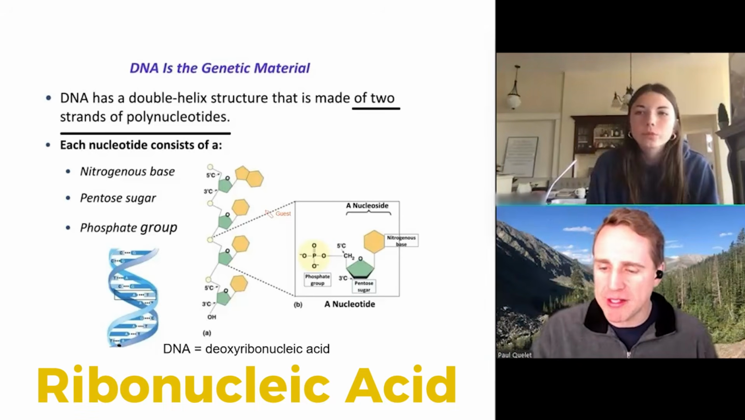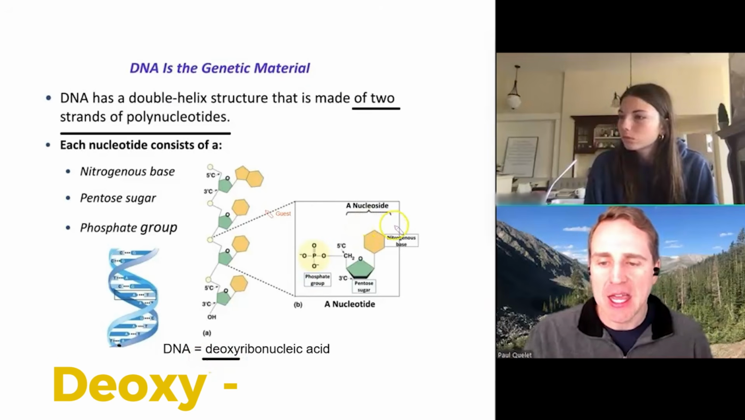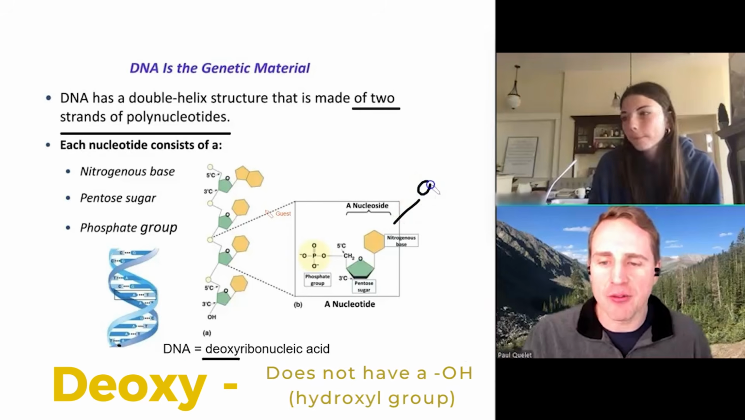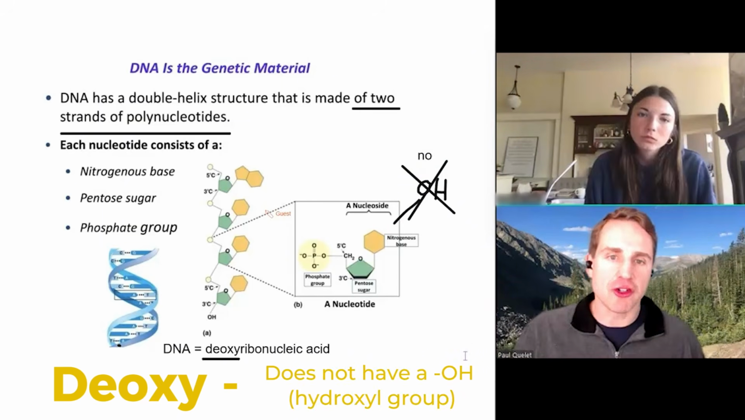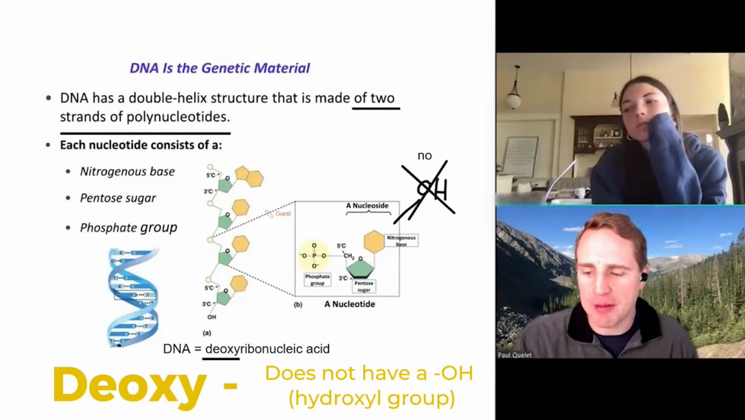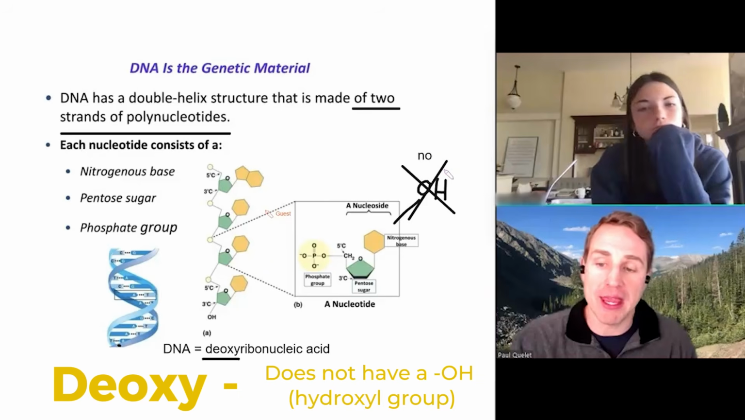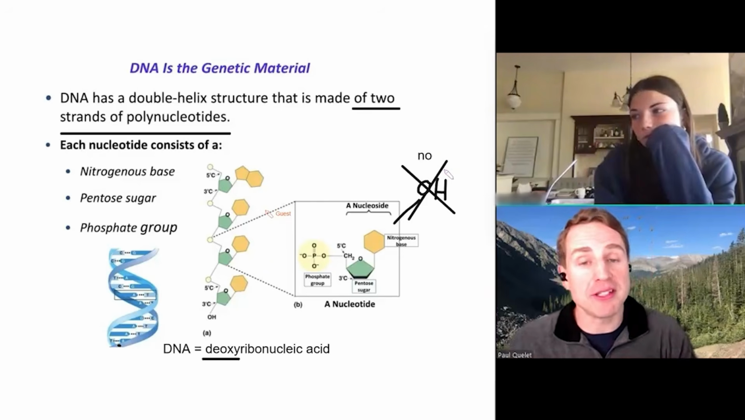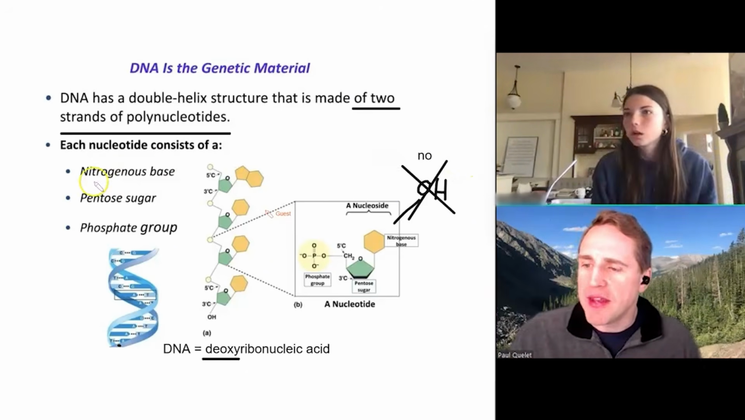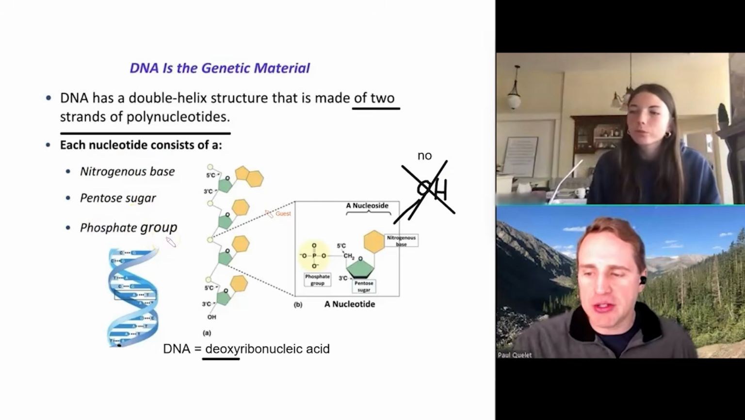So basically, what's this deoxy part? Well, deoxy just means when we're looking at DNA, it does not have an extra OH, so that's a hydroxyl group. Now, OH, hydroxide is a very common structure in chemistry, so there's no hydroxyl group in DNA. But as we're going to see, RNA has the hydroxyl group, the nitrogenous base, pentose sugar, and then the phosphate group. Now, here's the interesting thing.